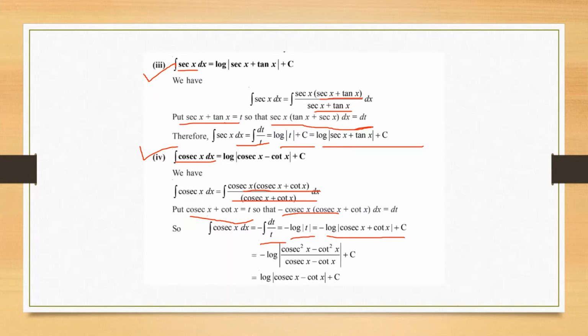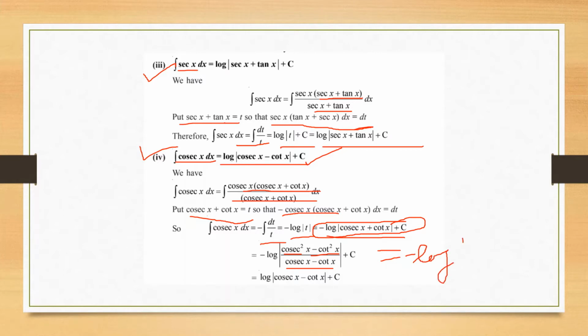Okay. Now see from here, there lies one important observation which you need to understand. See what is happening here. Can I write this minus log mod cosecant x plus cot x differently? What we did, we rationalized it. We multiplied and divided by cosecant x minus cot x. So what happens to the numerator? The numerator becomes like a plus b into a minus b, that is cosecant square x minus cot square x, which is 1.